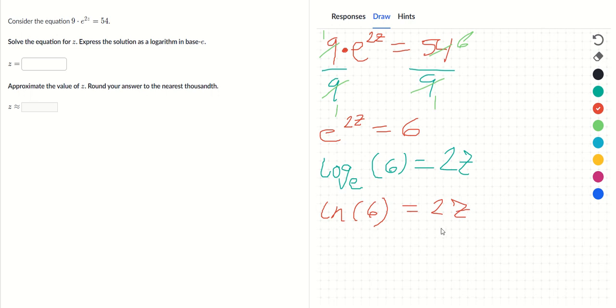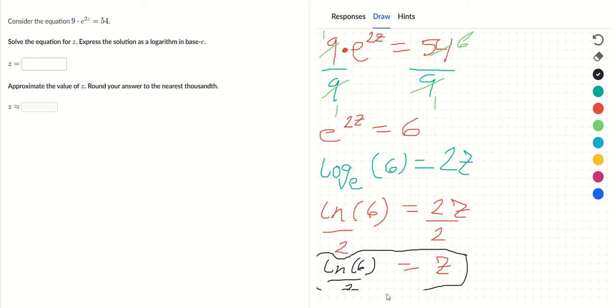Now once you have that, you can divide both sides of the equation by 2, and then basically you'll have z equals, let me write it in a different color so you can see it, the natural logarithm of 6 divided by 2. And that would be your first answer. z equals the natural logarithm of 6 divided by 2. That's what you're going to write right here.